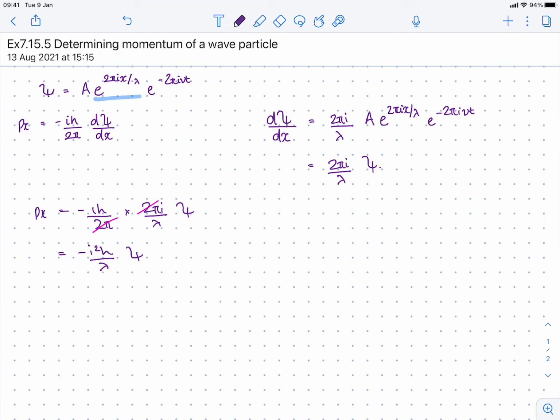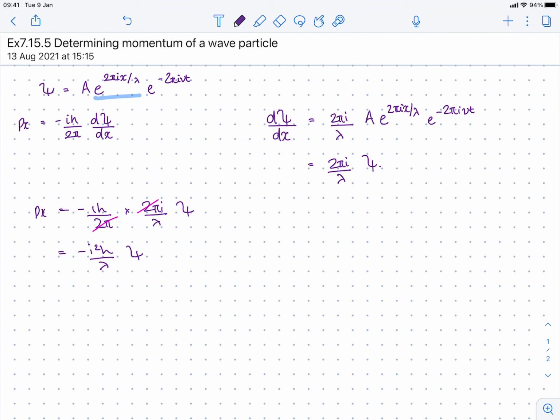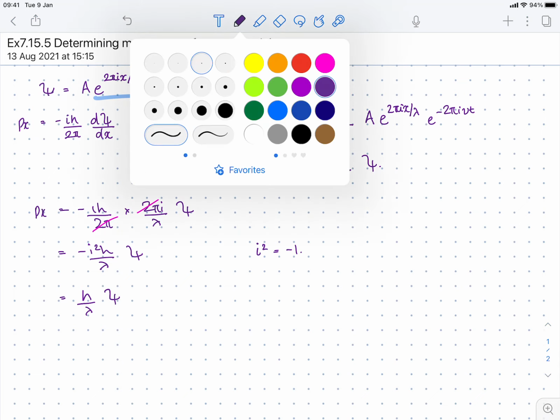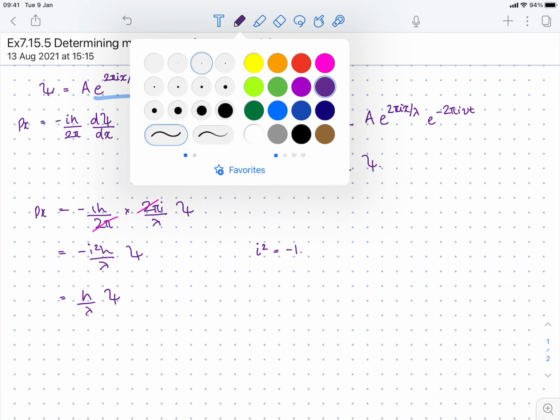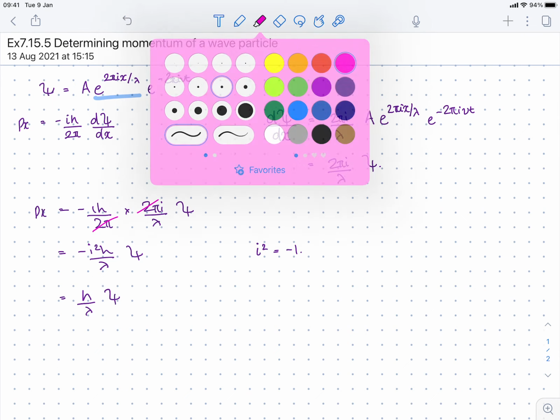Now, we haven't yet covered in this course this term i, but just as a note, i squared is equal to minus 1. And so I can simplify this further if I want to. I squared is equal to minus 1. Minus i squared therefore has to be equal to 1, which gives h over lambda times my wave function.